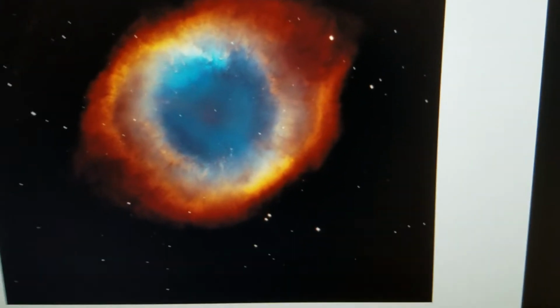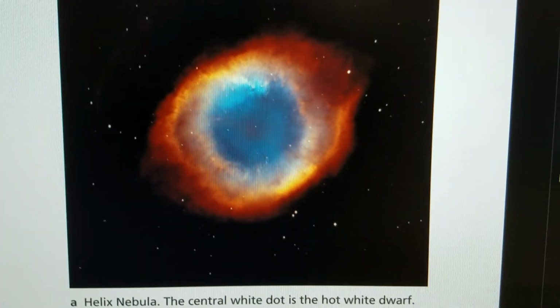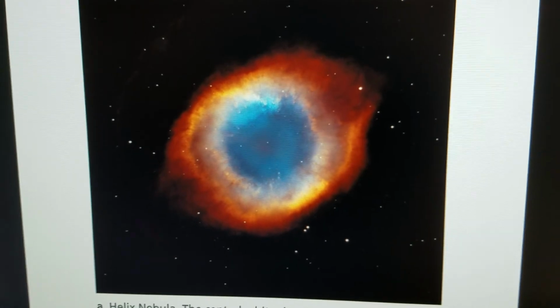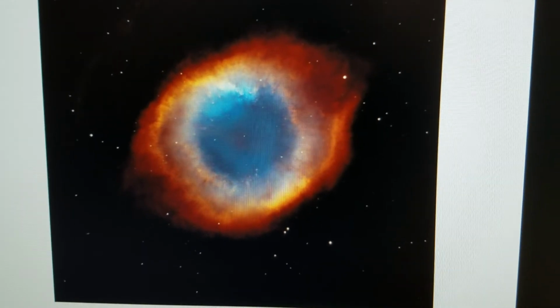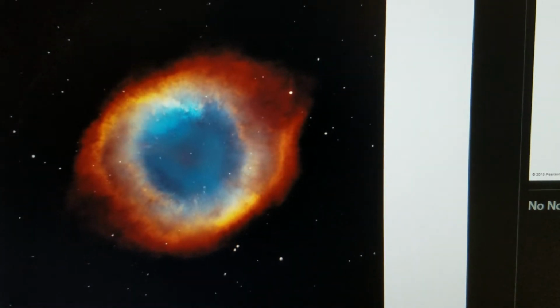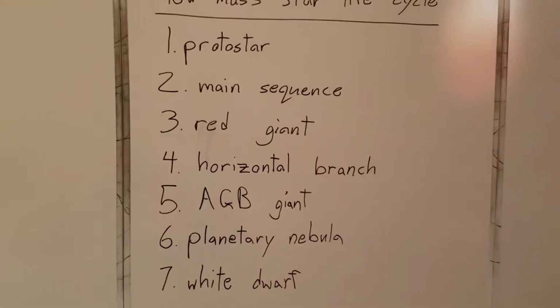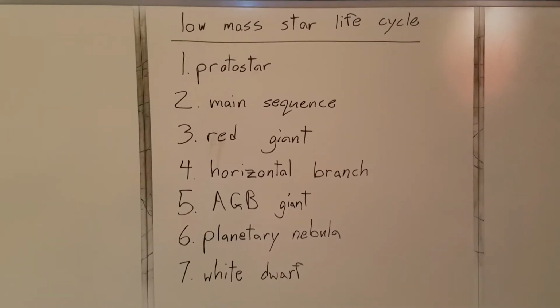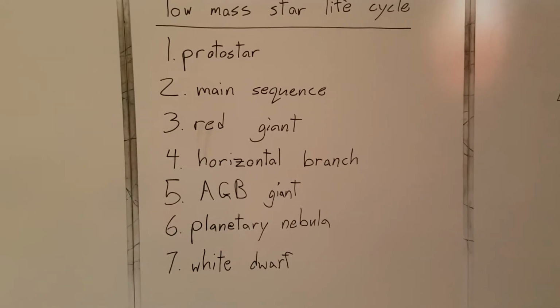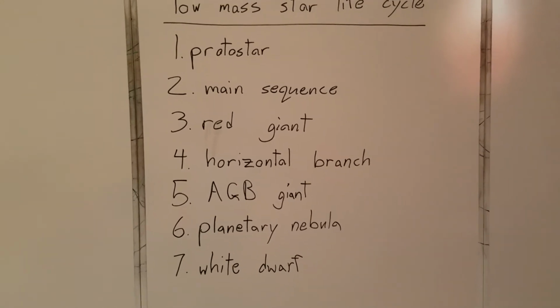Now, after a low-mass star dies this way, the only thing that gets left behind is the core. Now that core is going to be very, very, very small. And because it's very, very, very small, we call it a dwarf. That core also is going to be very, very hot because it was the core of a sun. That's why it's going to have a white color. So we call that leftover dead star a white dwarf. So this is the complete life cycle of low-mass stars. Protostar, main sequence, red giant, horizontal branch, AGB giant, planetary nebula, white dwarf.